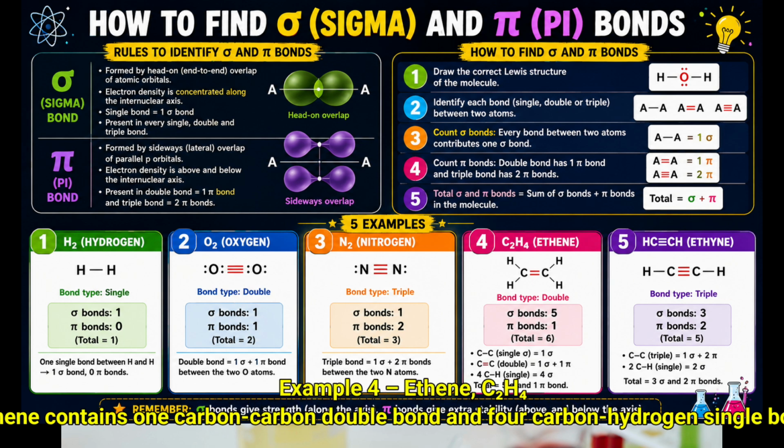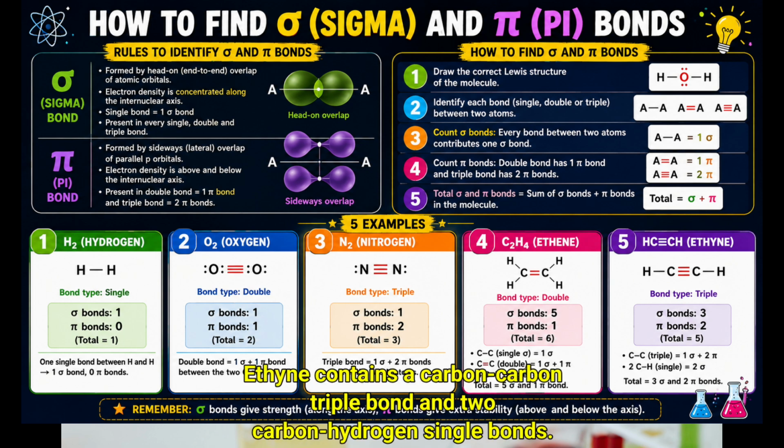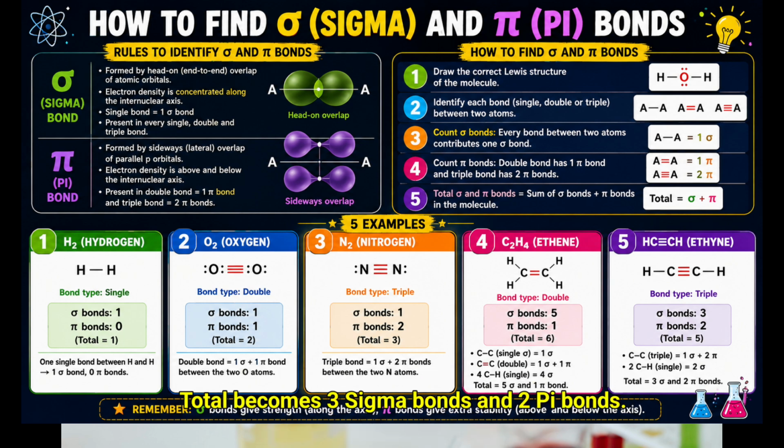Example 4, ethene. Ethene contains 1 carbon-carbon double bond and 4 carbon-hydrogen single bonds. Total is 5 sigma bonds and 1 pi bond. Example 5, ethyne. Ethyne contains 1 carbon-carbon triple bond and 2 carbon-hydrogen single bonds. Total becomes 3 sigma bonds and 2 pi bonds.